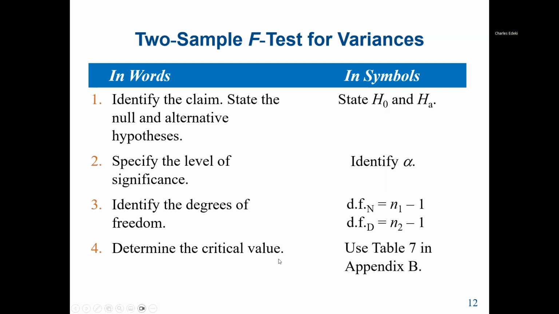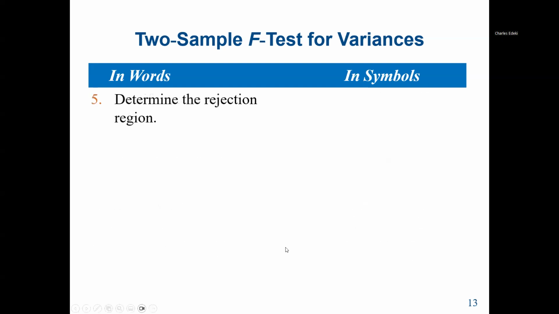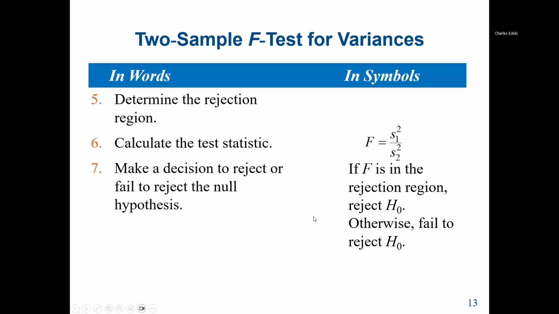Then we determine the critical value using Table 7 in Appendix B, that's the F table. Now we can determine the rejection region if we know the critical value. Then the next step is to calculate the test statistic, which is S1 squared divided by S2 squared. Next, we know the test statistic and also the critical value, so we can make a decision either to reject or fail to reject the null hypothesis.